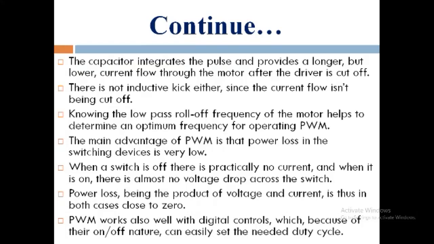The main advantage of PWM is that power loss in the switching devices is very low. When a switch is off, there is practically no current, and when it is on, there is almost no voltage drop across the switch. Power loss, being the product of voltage and current, is thus in both cases close to zero. PWM also works well with digital controls, which, because of their on-off nature, can easily set the needed duty cycle.